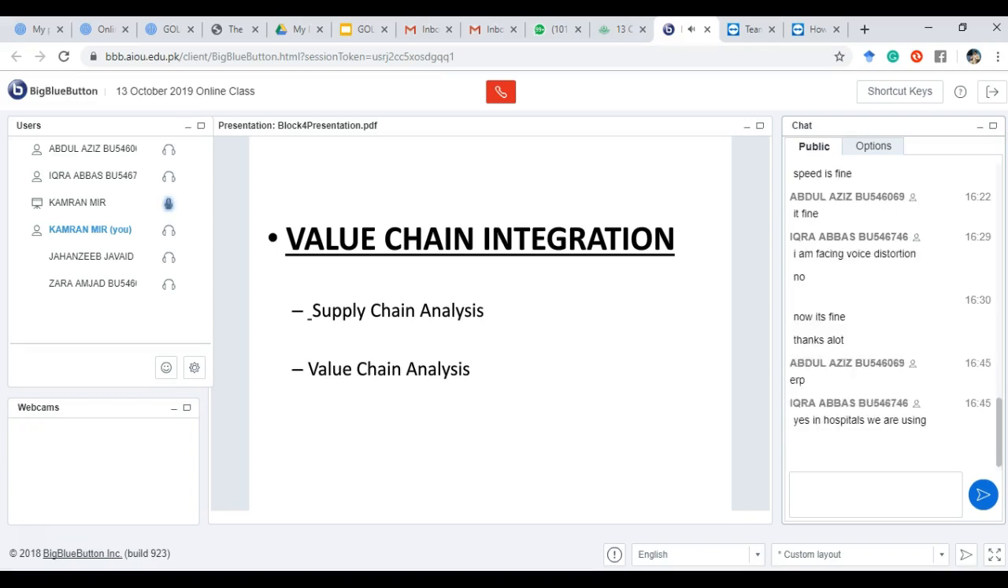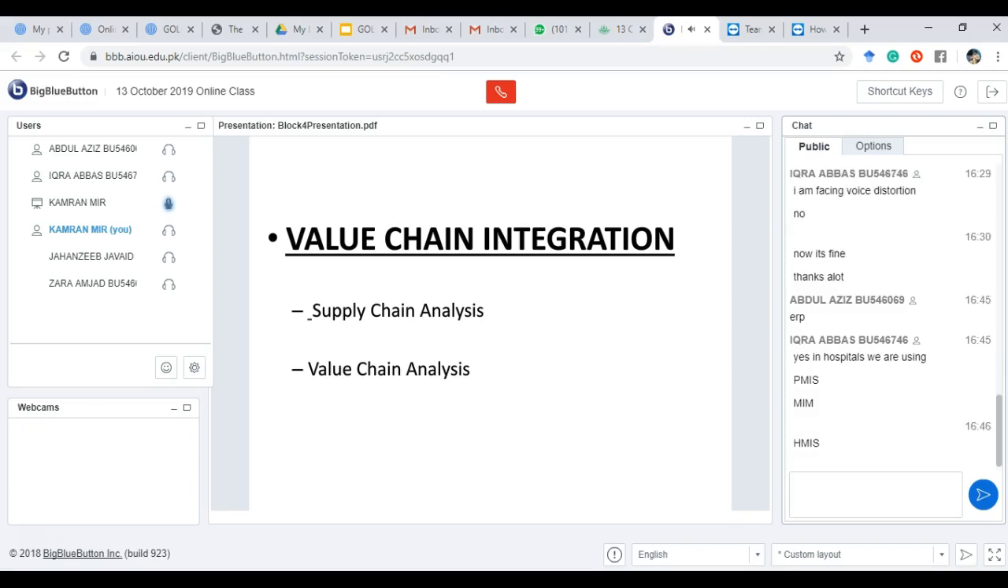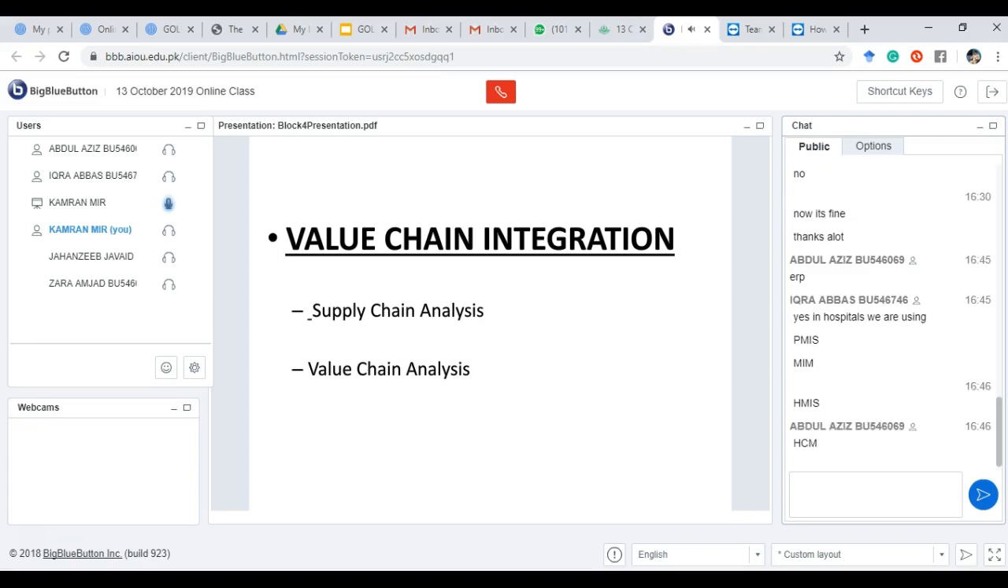Okay, that's good. PMS and ERP, GMIS. Okay, well, that's good to hear. So I'm sure it's quite easy to make you understand about the systems when you're already using these systems, and that is good.